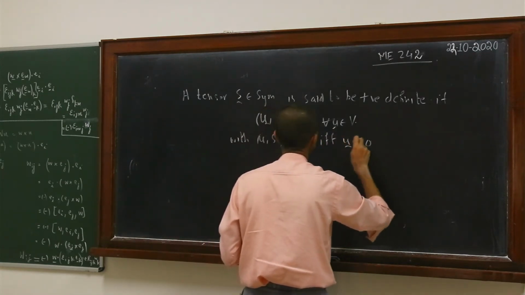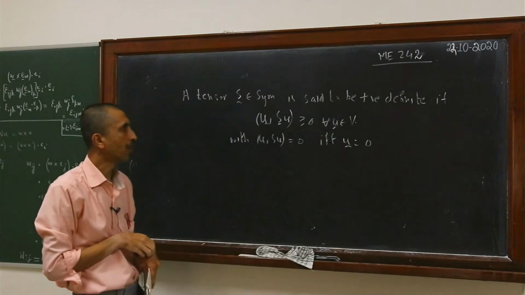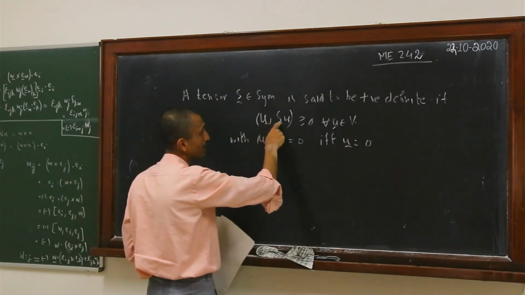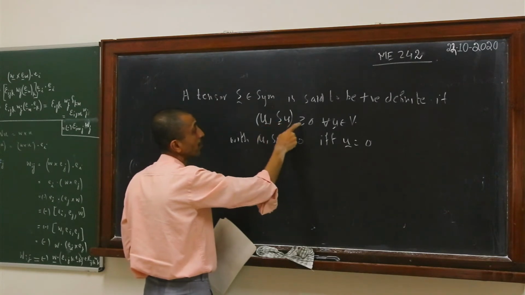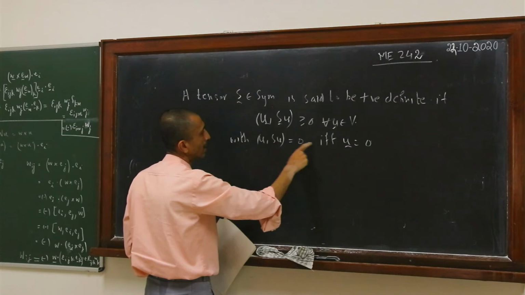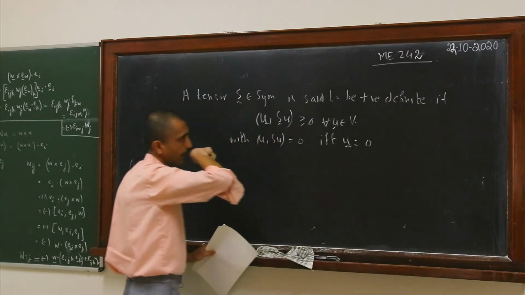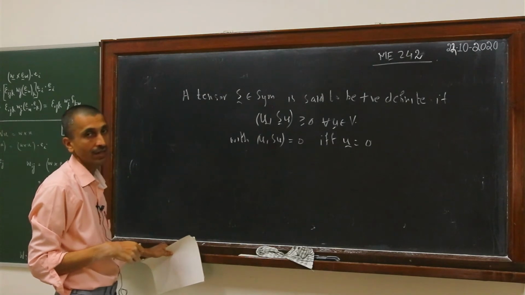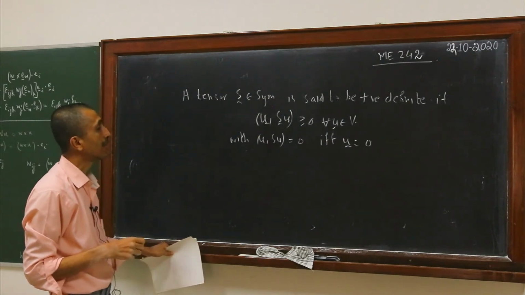So basically, if you take some non-zero U, and S is positive definite, then ⟨U, SU⟩ is always strictly greater than 0. The equality is achieved if and only if U itself is 0. So this is the definition of a positive definite symmetric tensor.